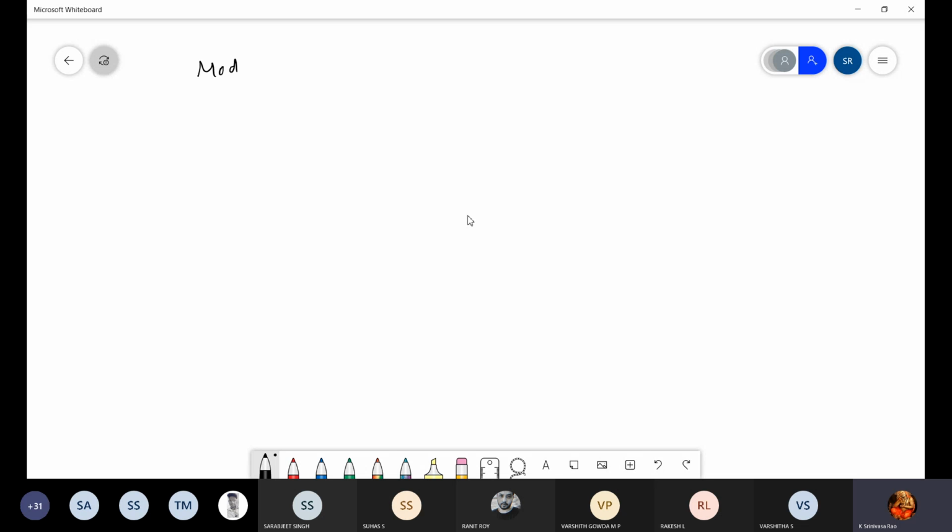Module 1: Vector calculus. If there is a disturbance or if you're not able to see anything, just inform me, because I'm writing on the pad on this board. Unmute and ask, otherwise keep it muted.